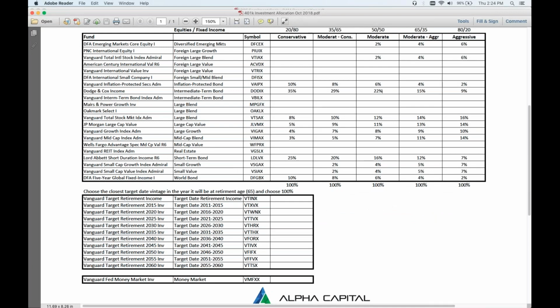There are no costs of changing or making any adjustments to any of these investments. You could change your investments every single day if you wanted to with no additional costs.